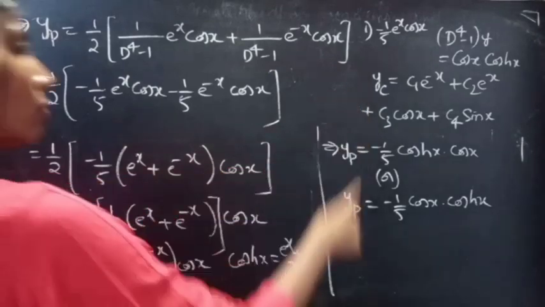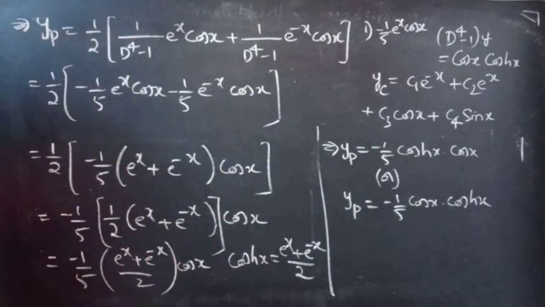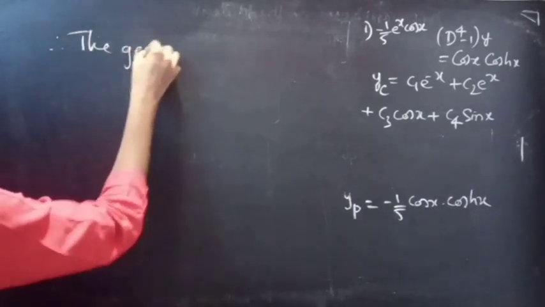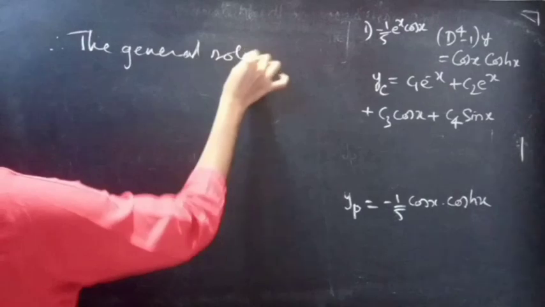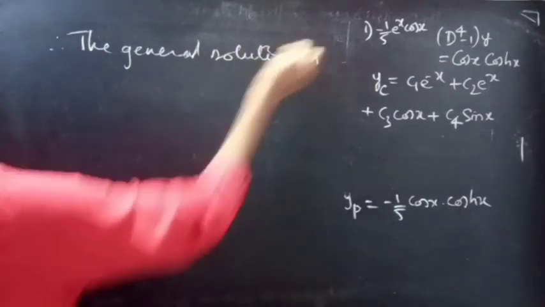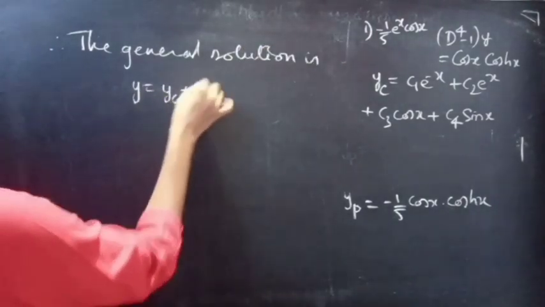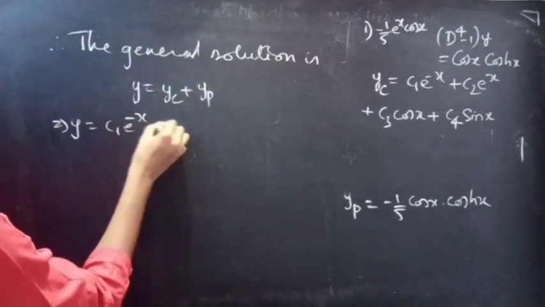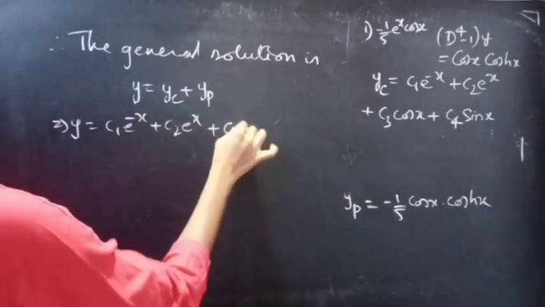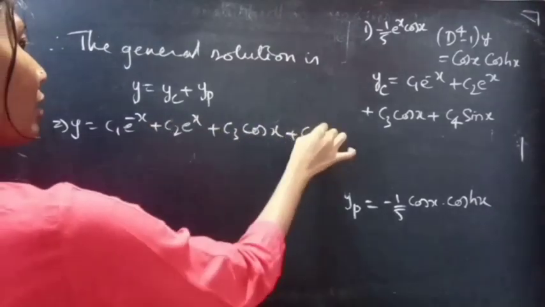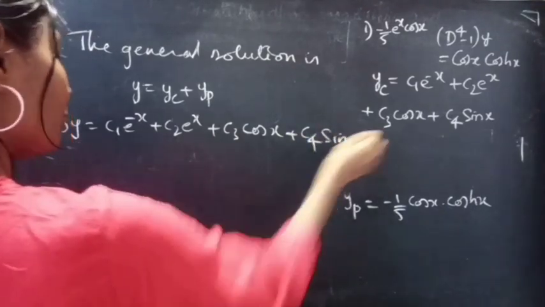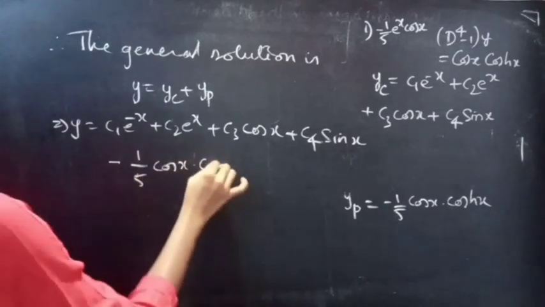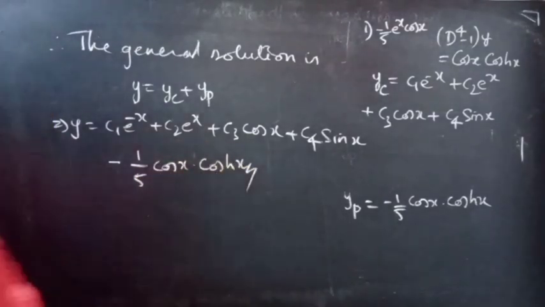We got yc and yp, so now let's write the general solution. Therefore, the general solution is given by y equals yc plus yp. Then our solution will be y equals c1 e power minus x plus c2 e power x plus c3 cos x plus c4 sin x plus yp. Yp is minus 1 by 5 into cos x into cos hx. So this completes the problem.